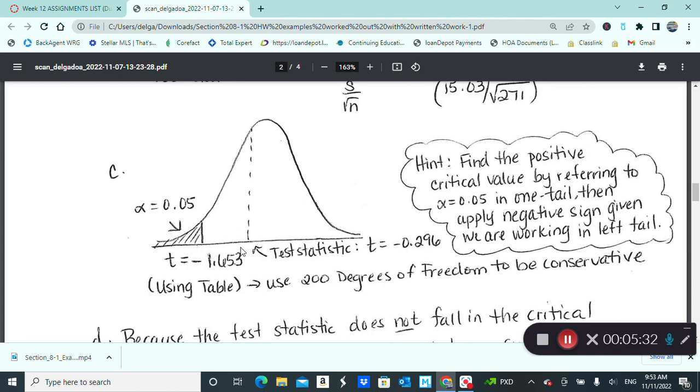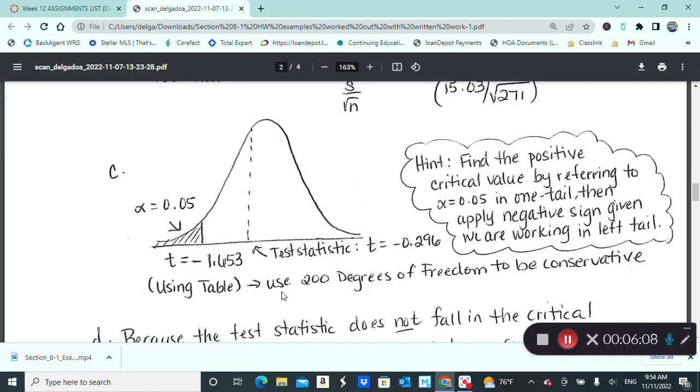First of all, here is our t-distribution. Recall that our test statistic is just to the left of the mean because it is a negative number, but it's just a little bit to the left of 0. So our test statistic is going to be just to the left of the peak of that curve. Using the t-distribution table, we want to find what t-value has an area in one tail equal to 0.05.